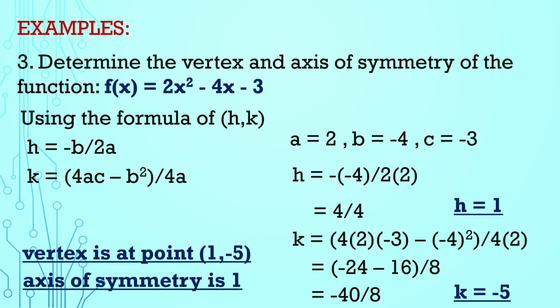So, ganun lang po kadali kung paano hanapin or i-determine ang vertex ng ating function. So, pwede kayong gumamit ng vertex form, using the completing the square, or using the formula ng h, k, where h is equals to negative b over 2a at k is equals to 4ac minus b squared over 4a. At ang axis of symmetry po ay equals po sa h. So, ganun lang po siya kasimple. So, sana meron kayong natutunan sa araw na ito.